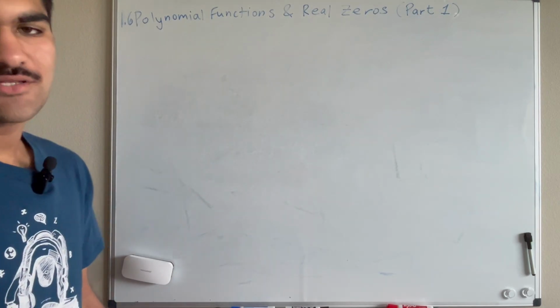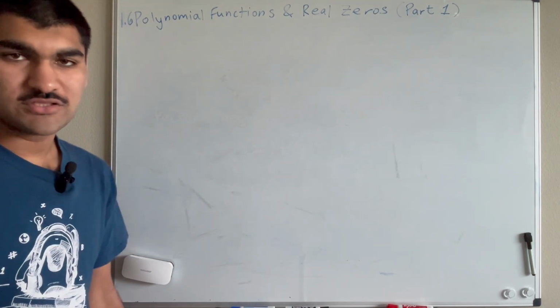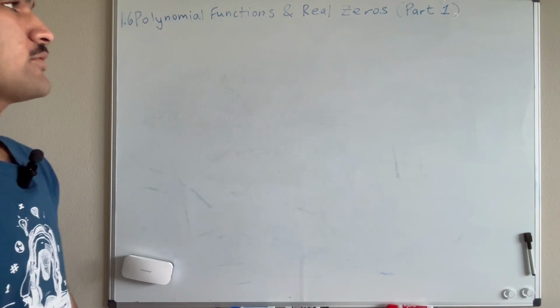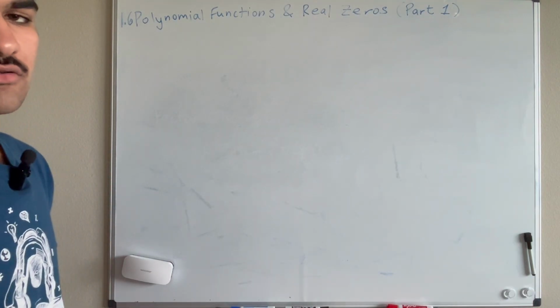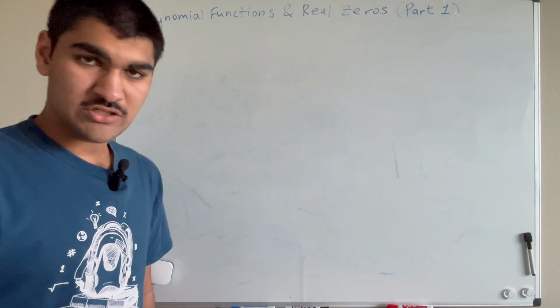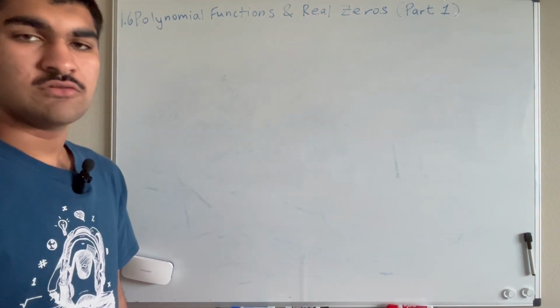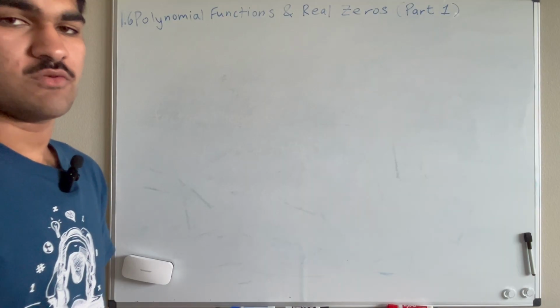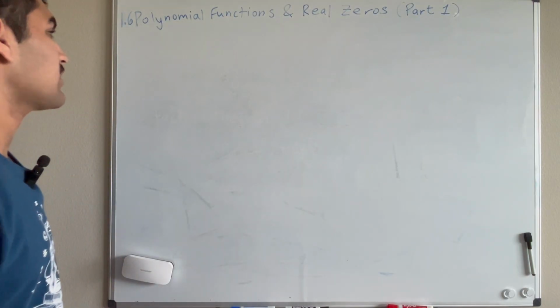In this video, we will discuss 1.6 polynomial functions and real zeros, part 1. So this lesson will have two parts. Part 1 will focus on the rational zeros of polynomial functions, and part 2 will focus on the irrational zeros of polynomial functions. Okay, so let's get started.